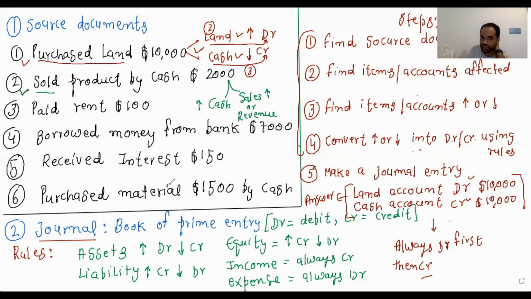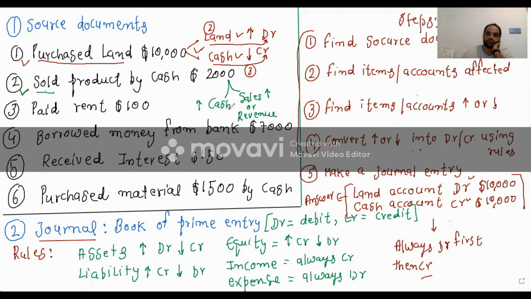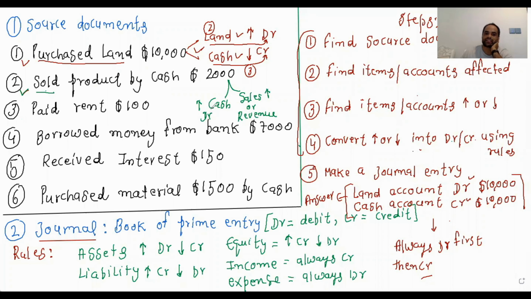Now convert this increase and decrease into debit and credit using the rules. Now cash, you have to find what cash is. Is cash assets, liability, equity, income, or expense? Cash is an asset. So cash increase. One thing confirmed, cash will be debit because cash is an asset, and assets increase with debit. So that's why debit.